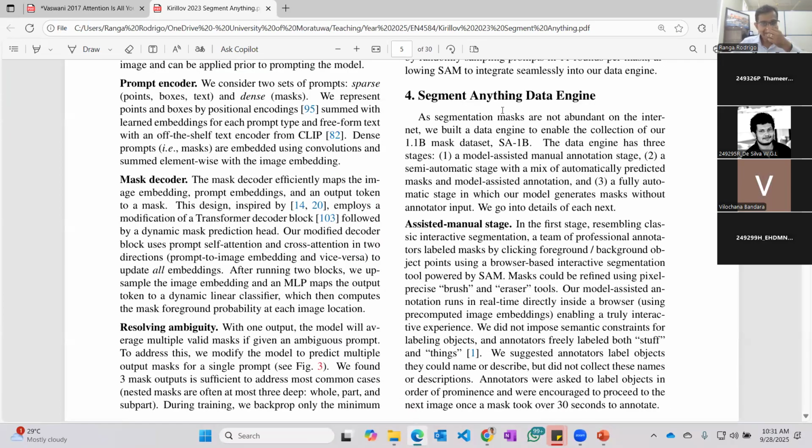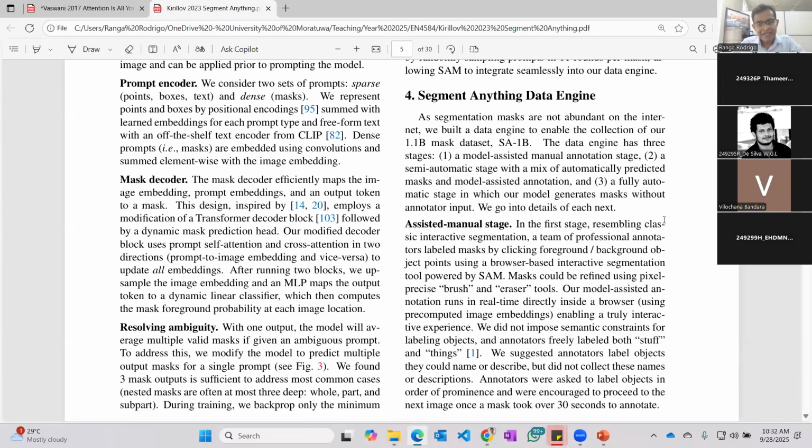How do you do the data engine thing? As segmentation masks are not abundant on the internet, we build a data engine that enables the collection of our 1.1 billion mask dataset SA-1B. The data engine has three stages: a model-assisted manual annotation stage, a semi-automatic stage with a mix of automatically predicted masks and model-assisted annotations, and a fully automatic stage in which our model generates masks without annotator input. We go into the details of each next.